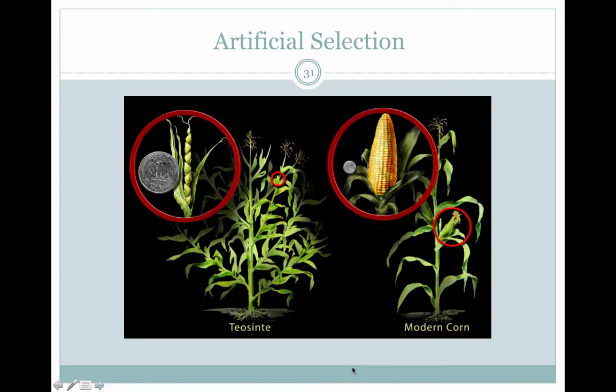All right, here's another example of artificial selection. I bet you didn't know that corn did not always look like corn. Corn used to look like teosinte, which is a grass on the left. You can see a quarter for scale. And over the course of hundreds of, well, probably less than 100 years, you save the seed of the teosinte that had the largest seed pods, and over the course of many decades, you eventually end up with the sweet, sweet corn that we have today.